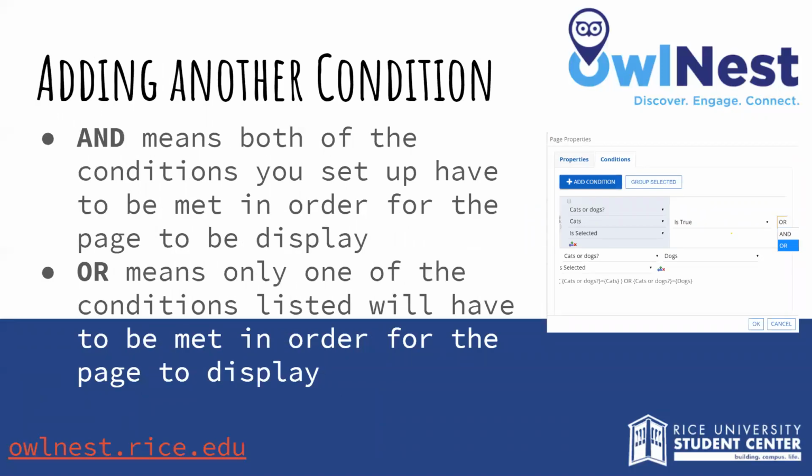Furthermore, you can add other conditions that work together, like with "and" or "or." "And" means that both conditions you specified must be met in order for the page to display, while "or" means only one of the conditions listed will have to be met in order for the page to display.